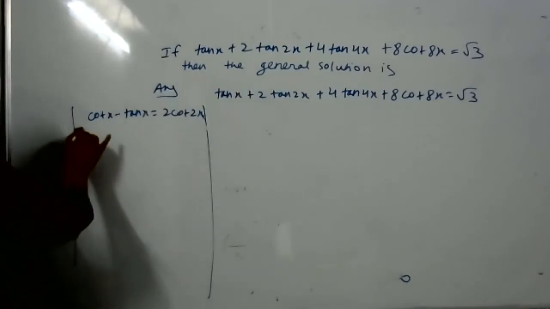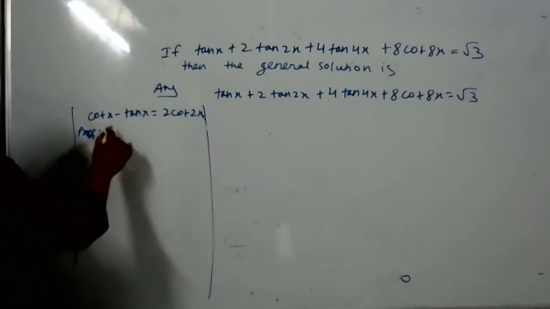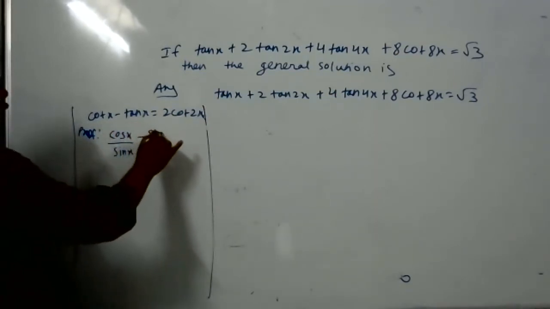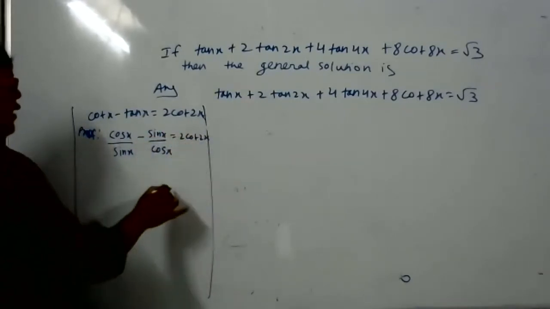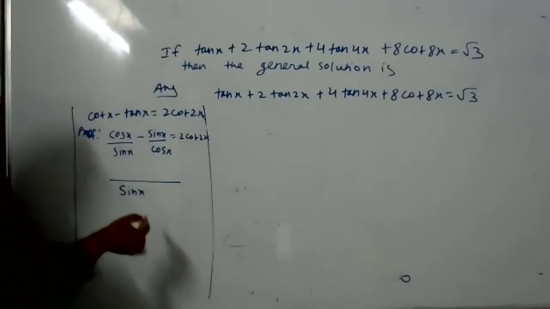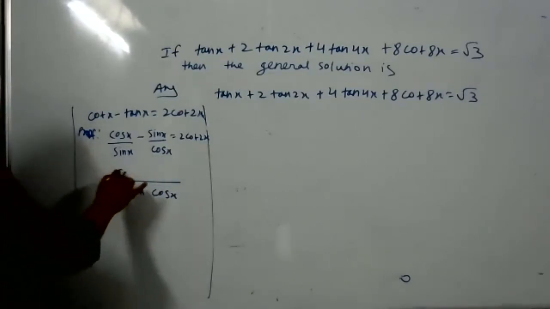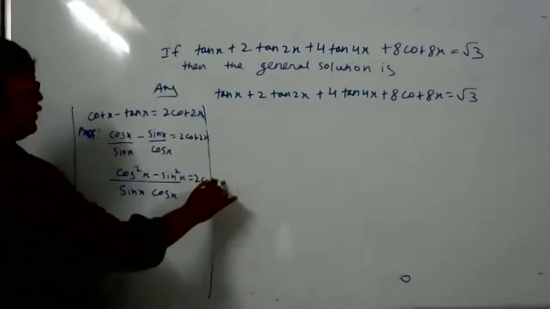So what is the left hand side? How to write cot x? Cos x by sin x. How to write tan x? Sin x by cos x. And the right hand side, we will write that also. Take the LCM. What is the LCM? Tell fast, student, what is the LCM? Sin x into cos x. Numerator: cos square x minus sin square x, is equal to 2 cot 2x.